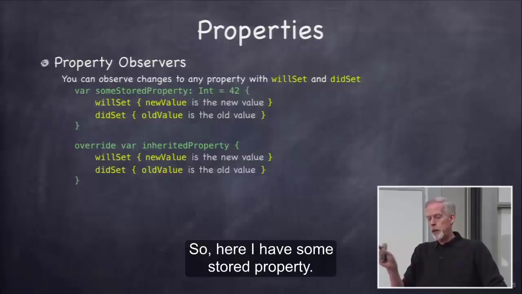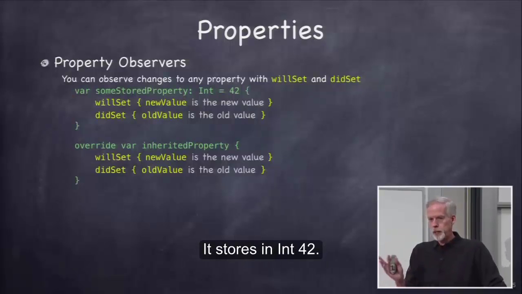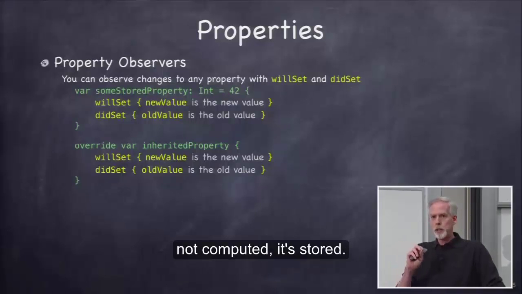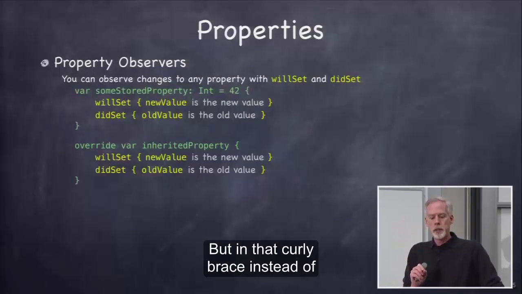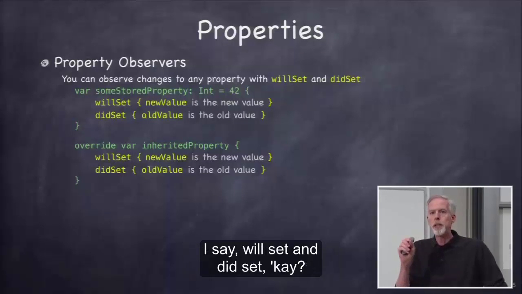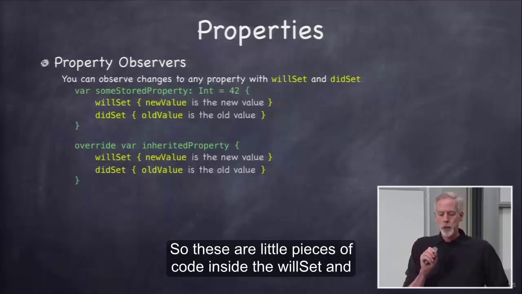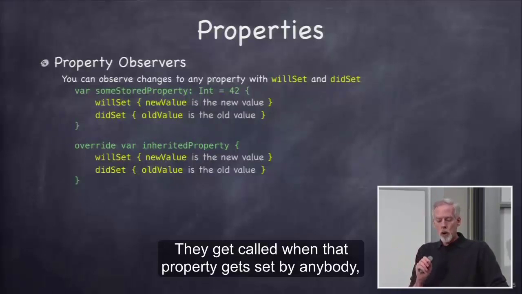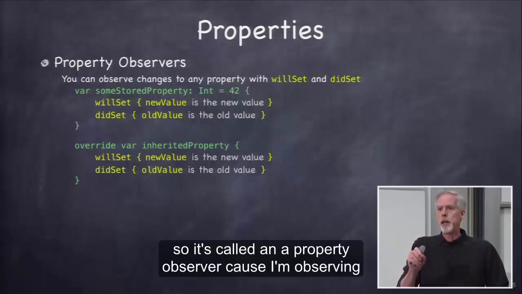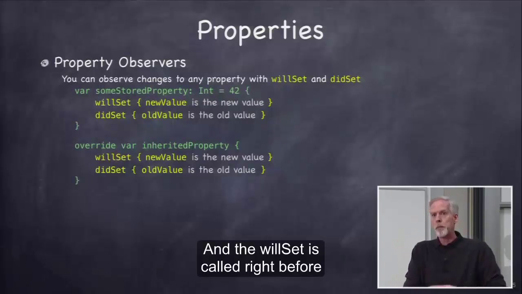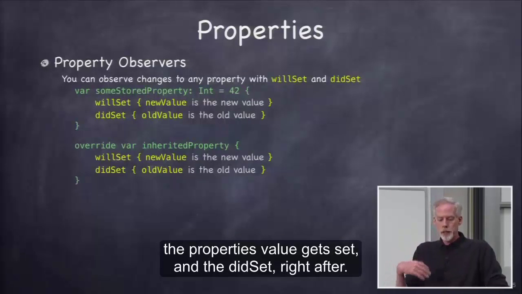So here I have some stored property. It stores an int, 42. And notice though, even though it's a stored property, not computed, I still put a curly brace after it. But in that curly brace, instead of saying get and set like a computed property, I say willSet and didSet. These are little pieces of code inside the willSet and didSet. They get called when that property gets set by anybody. So it's called a property observer because with this code I'm observing this thing being set. The willSet is called right before the property's value gets set, and the didSet right after.